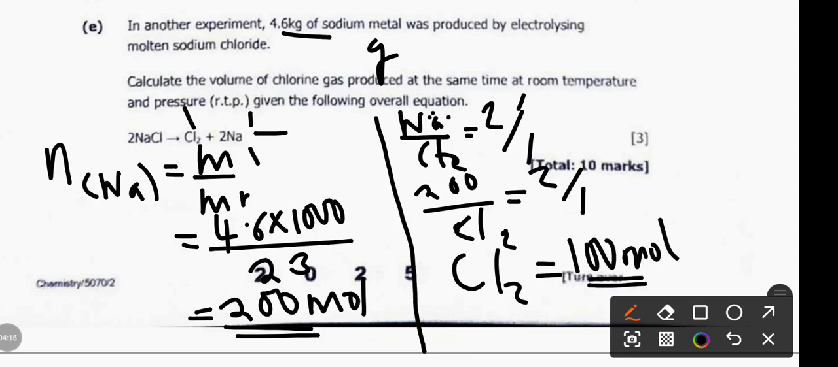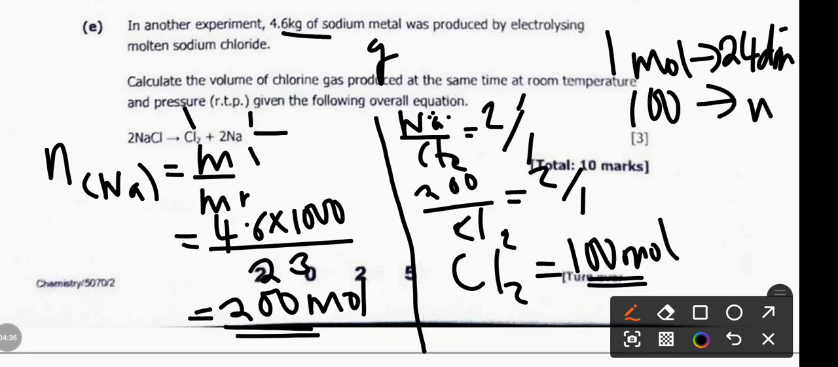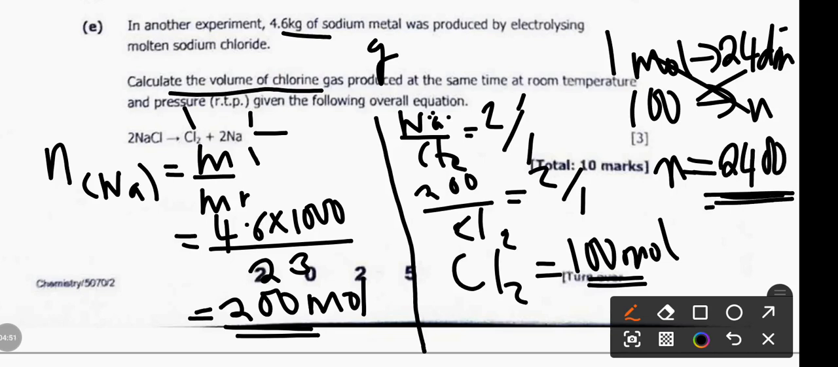And we know the relationship that exists between volume and number of moles of a gas at room temperature and pressure is that 1 mole of a gas is equal to 24 decimeter cube. So if we have 100 moles of a gas, it will equal X. X here represents the volume of the chlorine gas. If we do the math, we'll find that X is equal to 2400 decimeter cube, meaning that the volume of chlorine gas is 2400 decimeter cube.